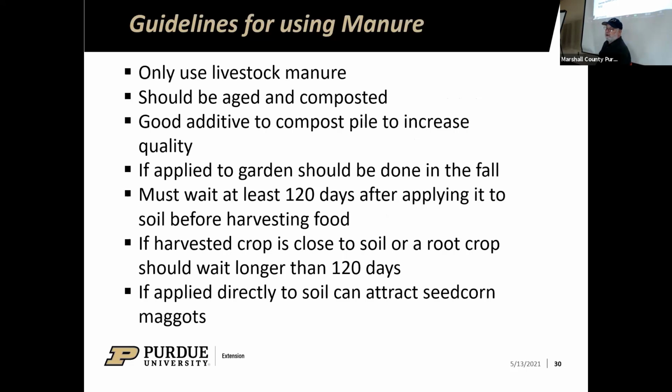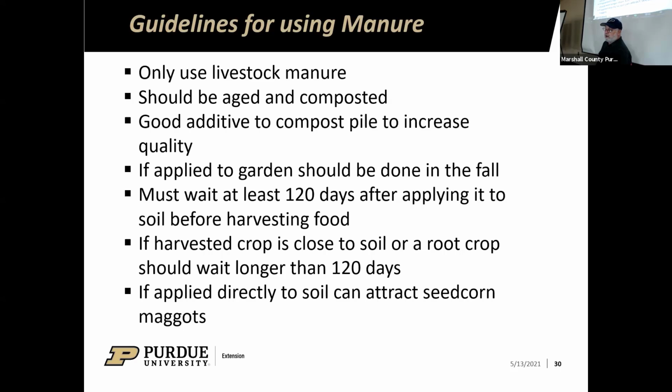So when we use manure, only use livestock manure. We don't want to use the obvious ones. We don't want to use human and pet manures because of pathogens. Should be aged and composted before it's applied to the garden. It's a great addition to compost piles to increase the quality of it. If applied to a garden, should be done in the fall if you do it directly. Must wait at least 120 days after applying it to the soil before we harvest the food.